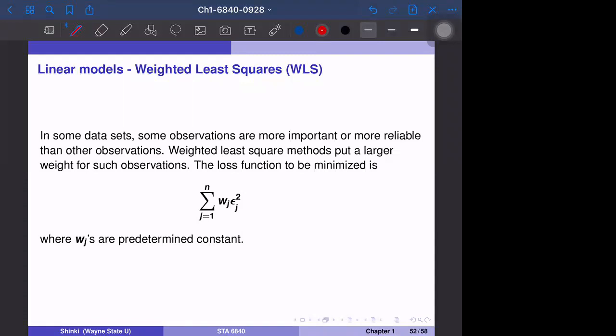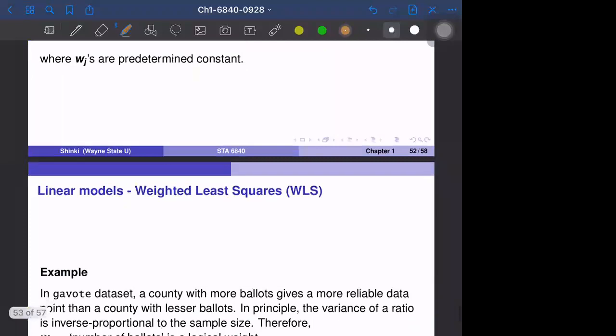The loss function is the summation of Wj epsilon j squared. Wj is a given constant, so we have to give a constant for each observation in some way. If Wj is larger, the impact of epsilon j squared is larger, so that observation is given more priority. There are several cases why we have to put Wj and why we can say Wj is that amount.